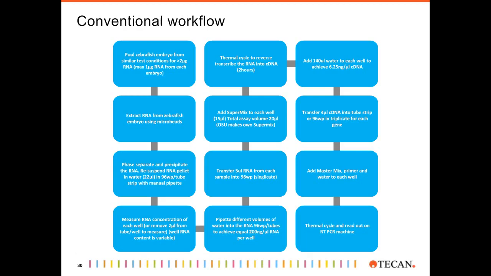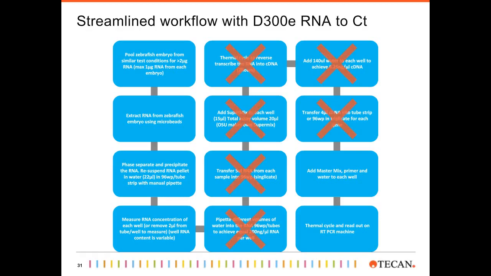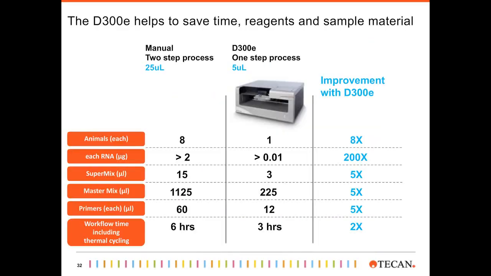What they did with the D300E is they eliminated a couple of these steps. So they went from the RNA right to the real-time PCR. And with that, they could achieve tremendous savings. As we are talking about animal embryos, they had in their manual 25 microliter two-step process. They needed 8 embryos, and they needed only one embryo to do it with the D300E, so that's an 8 times saving.